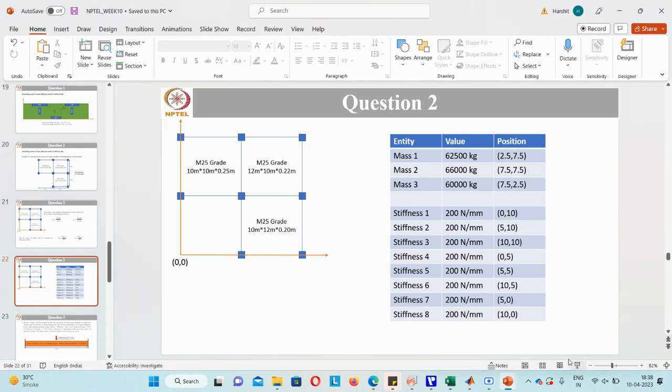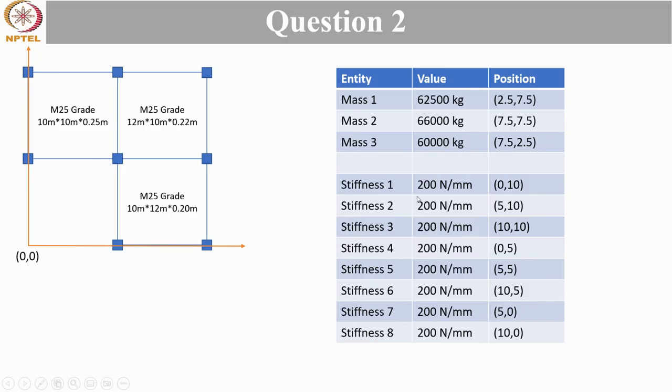So the center of stiffness we can calculate now easily: summation of ki xi upon summation of ki, and summation of ki yi upon summation of ki. Using these relationships we can easily get the center of mass and center of stiffness. If both lie at the same point, then it is a symmetric system, else it will be an unsymmetric system where torsion will also come into account and we can calculate eccentricity for that.